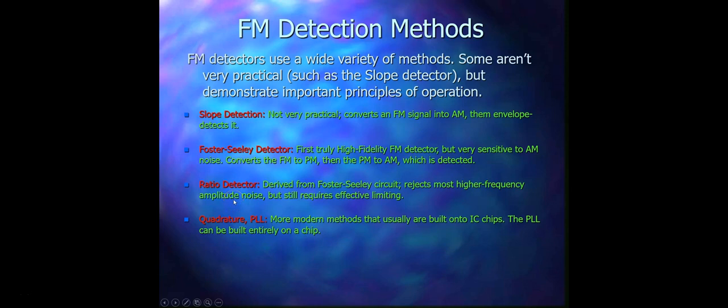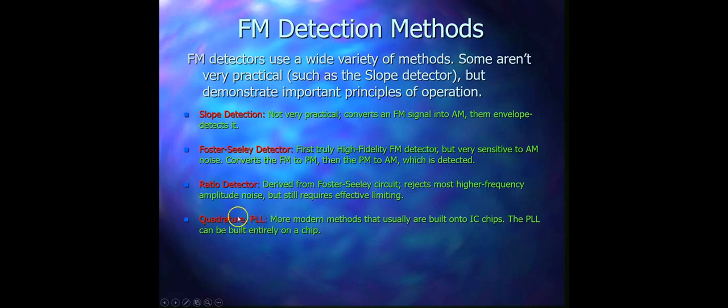And then the third one we have is the ratio detector. The ratio detector is derived from the Foster-Seeley detector method, and it mostly rejects high frequency amplitude noises, but still requires effective limiting. We're going to see this also. And then last is the quadrature PLL. PLL stands for phase locked loop. You see here, these two are two different methods, quadrature and the phase locked loop.